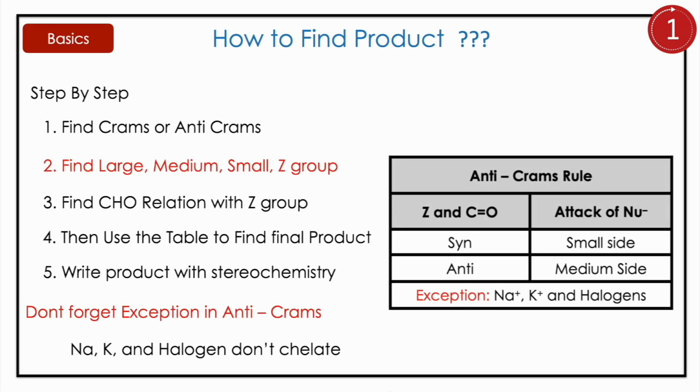The final basic is how you find the product, or you can say how you apply the anti-Cram's rule. The first step is to find whether the anti-Cram's rule or Cram's rule is applied. Then you should label the large, medium, small and Z groups. Then find the relationship between CHO and the Z group. If the relation between Z and CO is syn, it means small side attack; if it is anti, it means medium side attack. And you should not forget to draw with stereochemistry where the attack happened, which is the solid line and which is the dotted line. And don't forget the exception: sodium, potassium and halogens don't chelate.